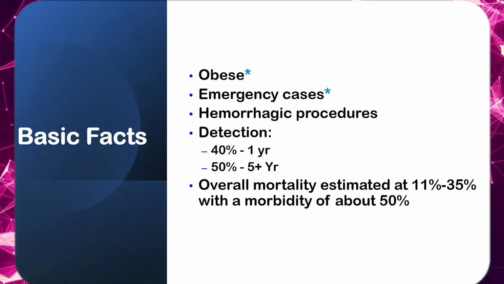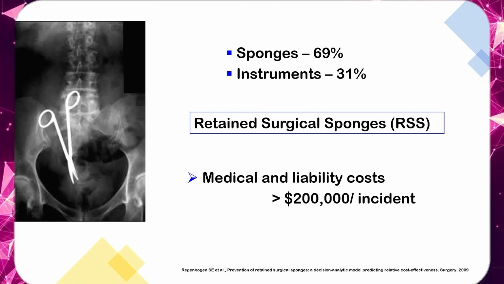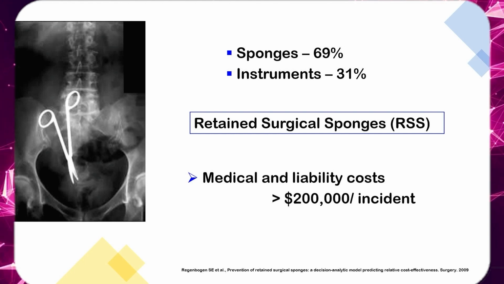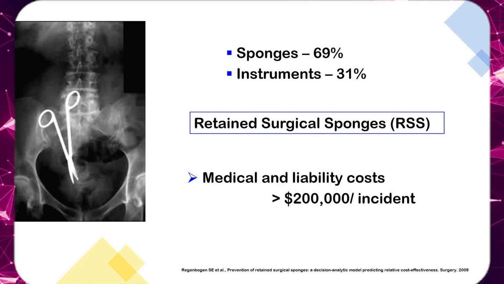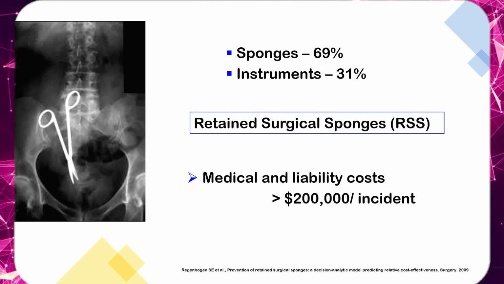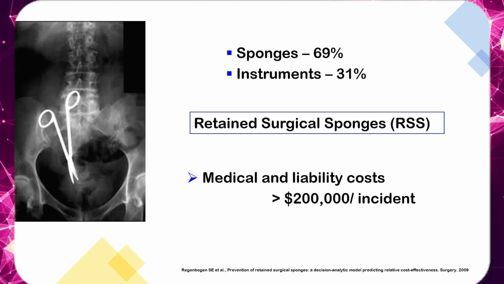There are other reasons for having a gossypiboma, as you can see here. That's also a gossypiboma. Sponges are most common, 2/3 of the time; 1/3 of the time these are instruments. And the cost is amazing, the liability cost. Each incident is at least $200,000, which is paid to the patient in the US.